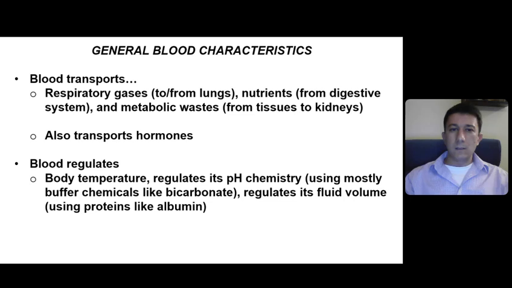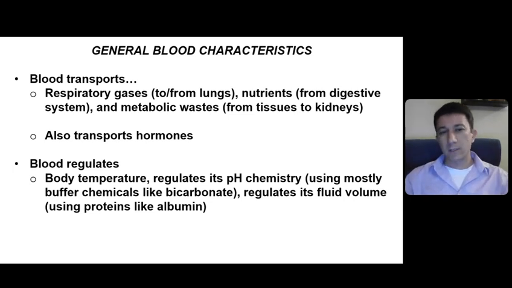Looking at the functions of blood, we see that blood performs important transport functions like transporting respiratory gases to and from the lungs, transporting nutrients, typically from the digestive system to all the cells and tissues, because the cells and tissues are going to be using the nutrients that are obtained from the digestive system. And the blood is also transporting metabolic waste, typically produced at the tissues and taken to the kidneys for removal.